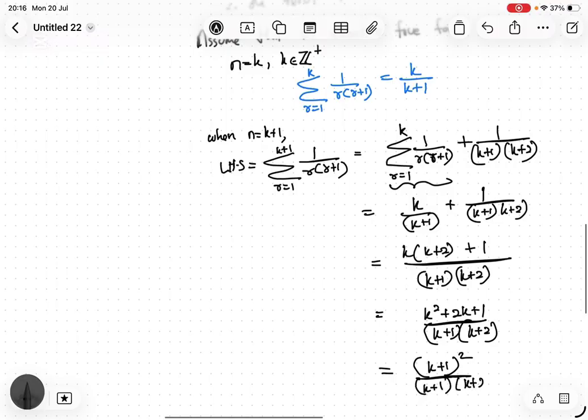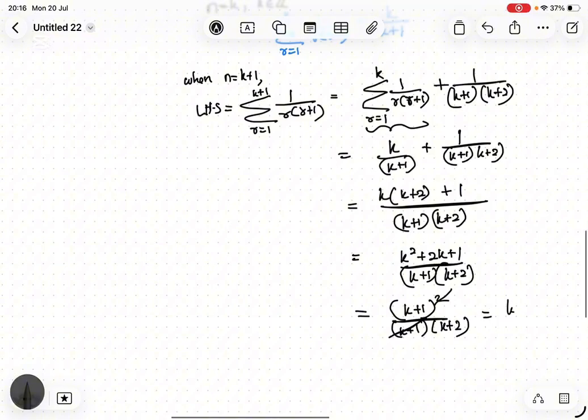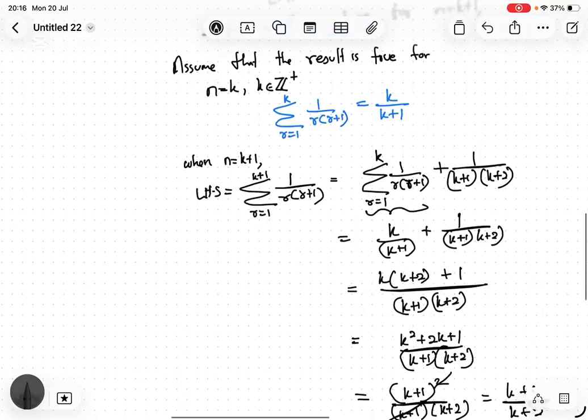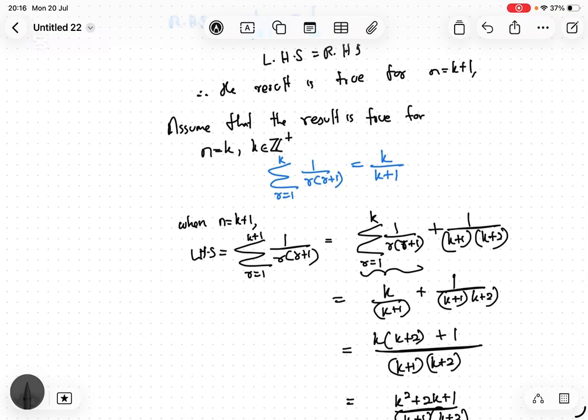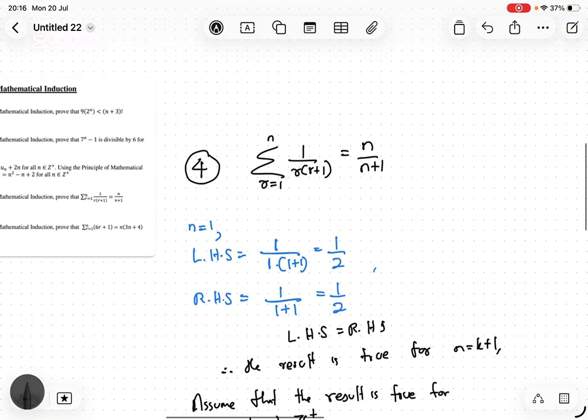Okay, so can you see, they get cancelled out and it forms k plus 1 over k plus 2. Keep the answer in mind and target it as you go on. So now, if we substitute k plus 1, that is when n equals k plus 1, what does the left hand side become? k plus 1 over k plus 1 plus 1. That means k plus 1 over k plus 2. Understood?